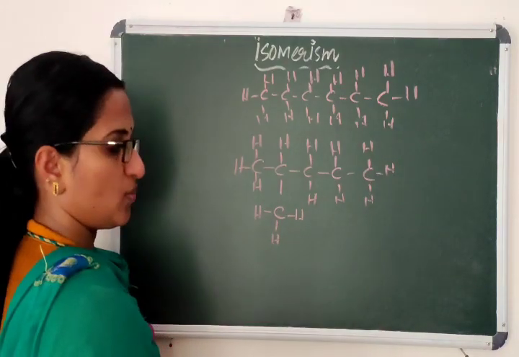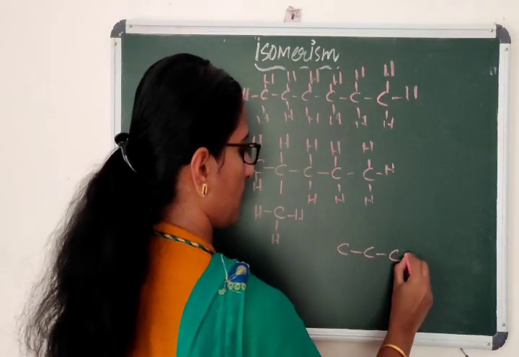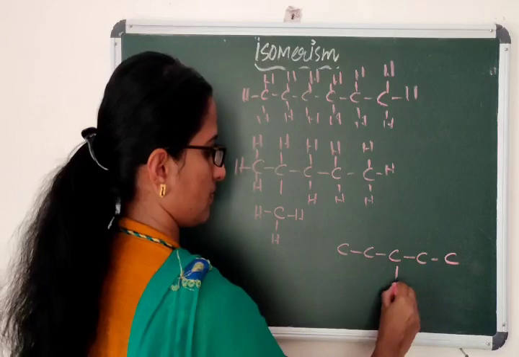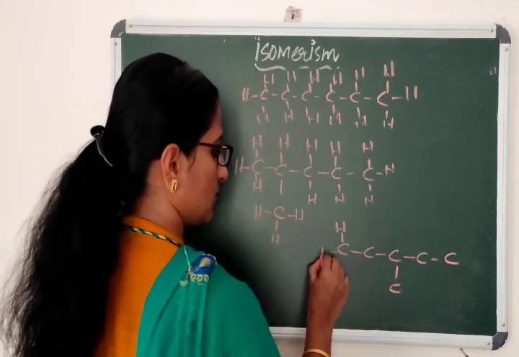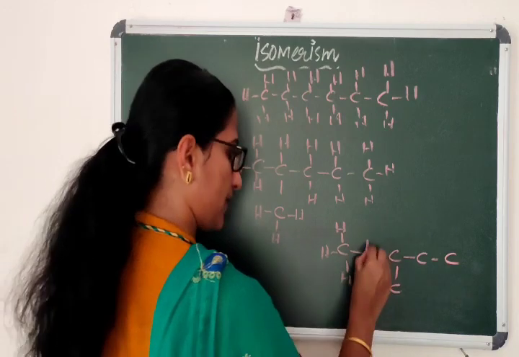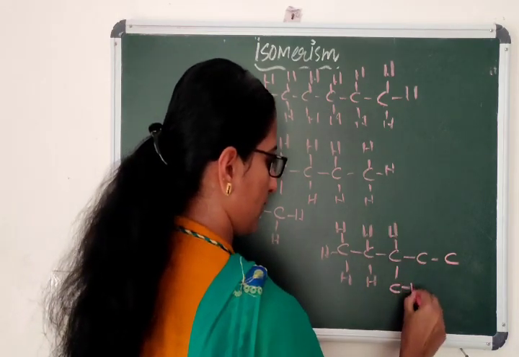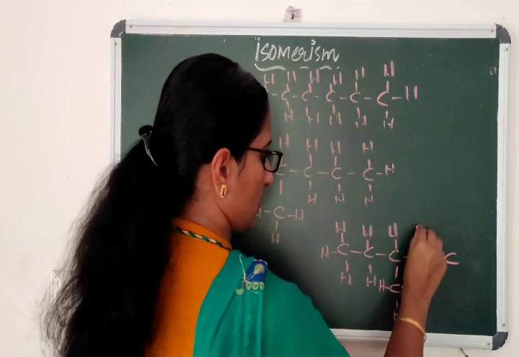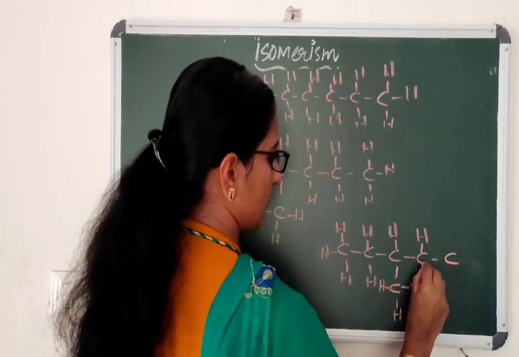Is any other isomer possible? You can draw other isomers also. Draw 5 carbon and keep a branch here. Keep 1 carbon here and complete the valency. This is also an isomer of hexane. Make sure that all the valencies are satisfied.